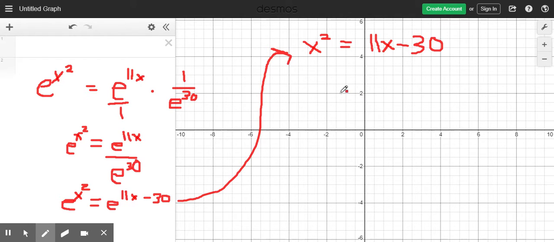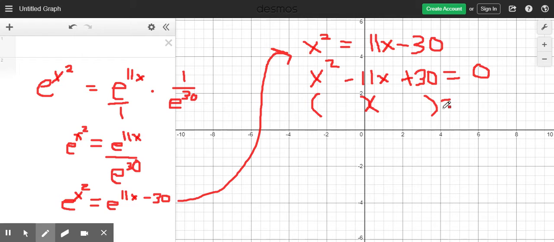So when solving quadratics, we want to get 0 on one side, everything else on the other. So we have x squared. We'll subtract the 11x to the other side and add 30 to both sides. So now our quadratic is equal to 0. So now we can factor, or we could put it into the graphing calculator, or use the quadratic formula.